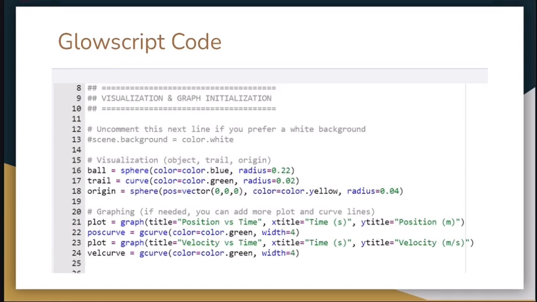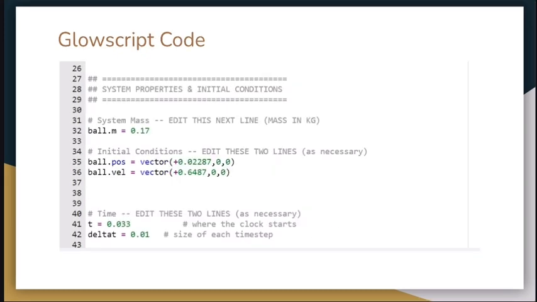In the GlowScript code, in this first set of code, we just have our graphs being set up and initialized. No real physics going on right here. Now we begin to set our initial conditions, where our ball's initial mass is set as 0.17 kilograms in SI units. Our ball's position is equal to the vector of positive 0.02 in the positive x direction, and our ball's initial velocity is set at the vector 0.6487 in the positive x direction in meters per second. We also have that our starting time is 0.033 and our change in time is 0.01 for each time we iterate through.